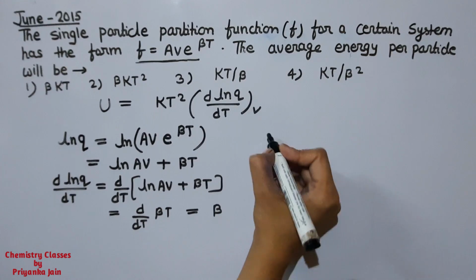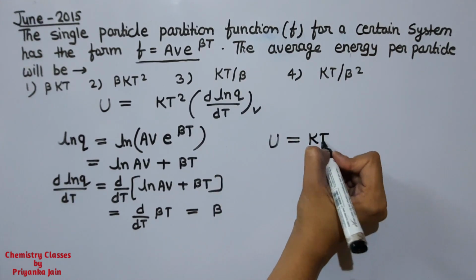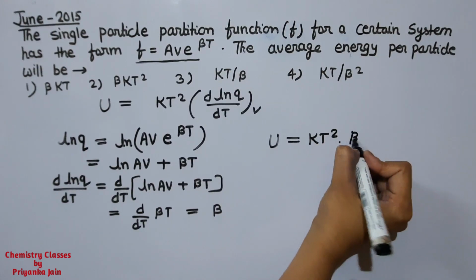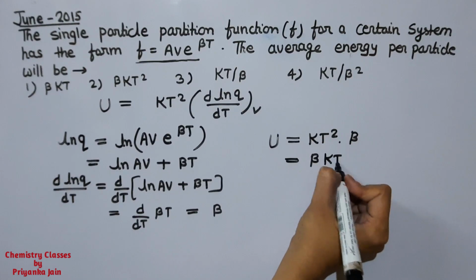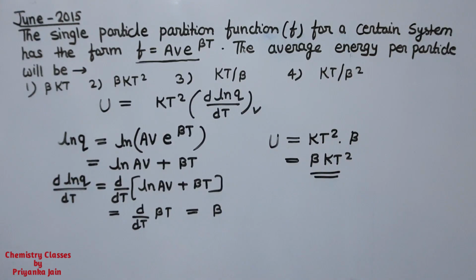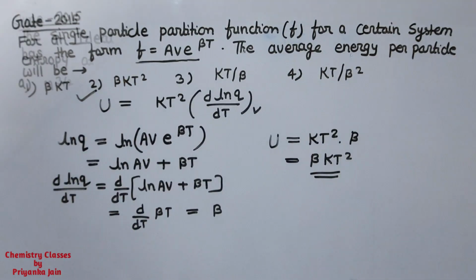So we just have to put this value in this formula. What we are getting now, value of u will be equal to kt square times beta. So we are getting beta kt square. This will be our answer. Now match it here, option number 2 is the right answer.